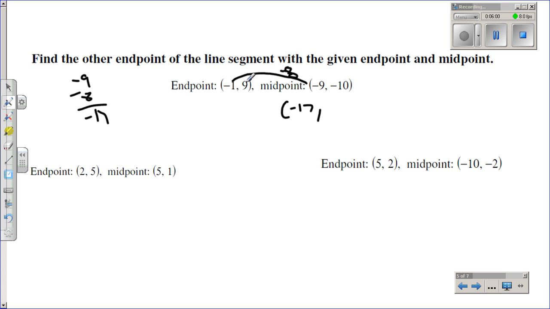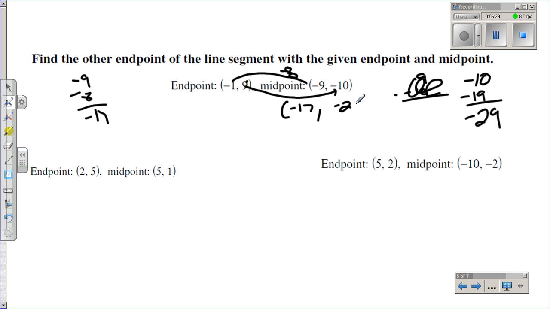And the y's, I went from 9 down to negative 10. I went down 19. So if I go down 19 more, I'm now at negative 29. And that's where the other point would be. So just find how much the x changes and how much the y changes to get to the midpoint, and then do the same change.